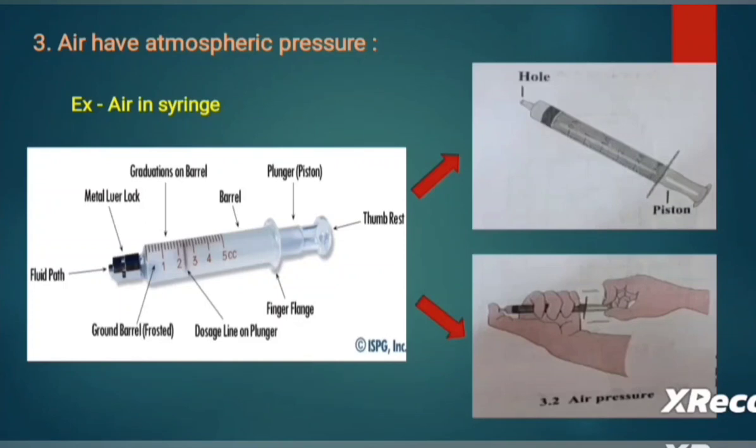Air has atmospheric pressure. For example, take an injection syringe without the needle. Now pull its piston and it can be pulled out easily. Now close the inlet hole of the syringe with your thumb and pull the piston. We require much more force to pull out the piston than before. So from this activity, it is clear that air has atmospheric pressure.